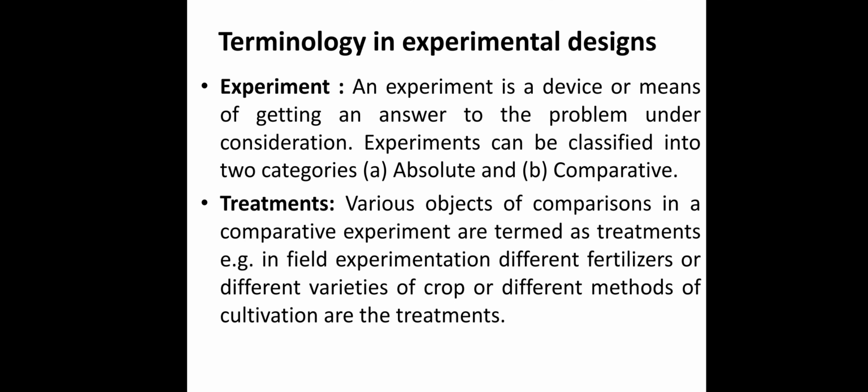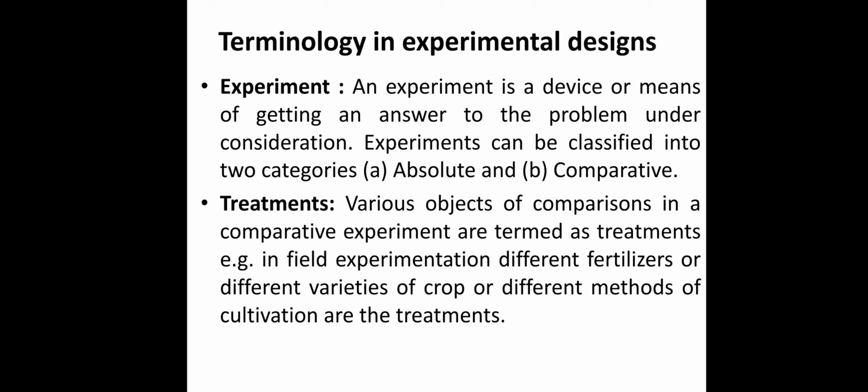So these are some of the points, and there are many other points by which a design could be a good experimental design. We are moving forward to some of the terminologies that are involved in design of experiments. First is the experiment. We have two types of experiment: one is absolute and one is comparative. An experiment is a device or means of getting an answer to the problem under consideration. Experiments can be classified into two categories, absolute and comparative. From our previous slides, we know that design of experiments is a comparative class of experiments, not absolute.